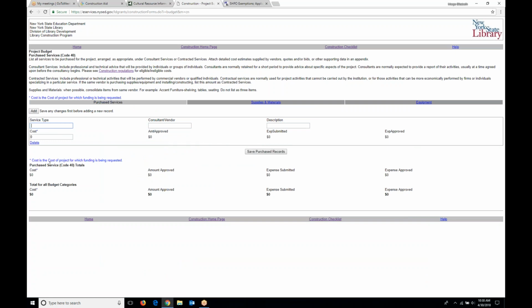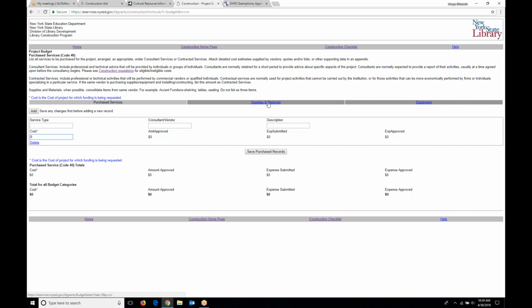Service type is always purchase service. So this could be contracted service, B&H electricity description, new electrical service. Cost $10,000. Save purchased records. And that's it.